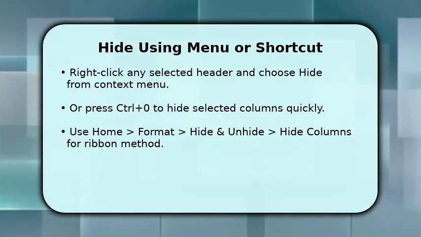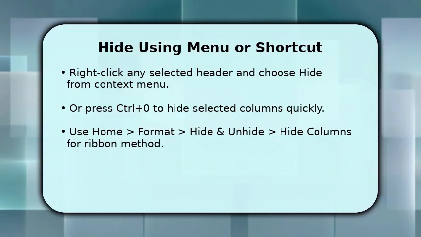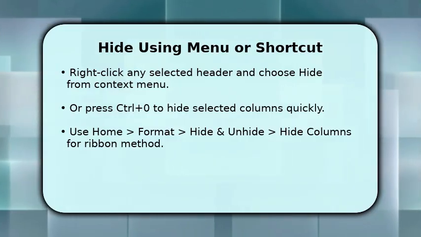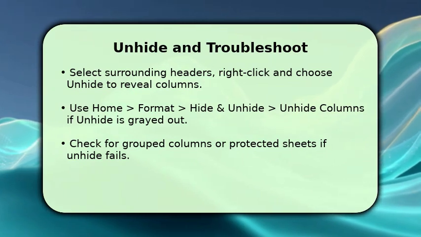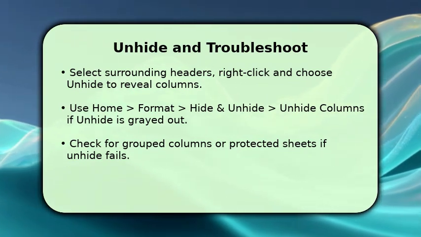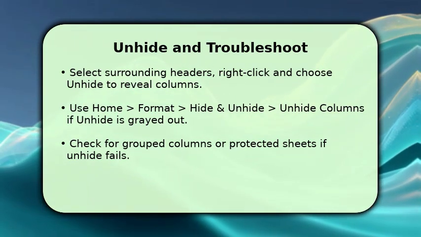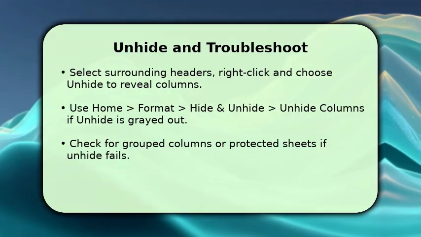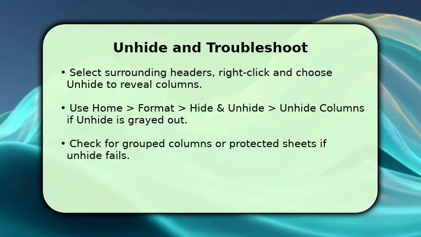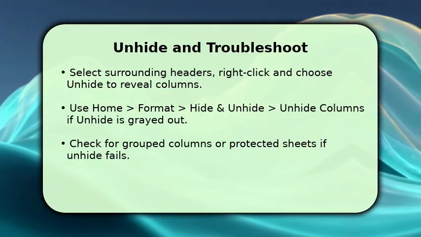Once hidden, the sheet layout updates immediately, but the data remains intact behind the hidden columns. To reveal columns, select the headers on both sides of the hidden area, then right-click and choose Unhide. This restores visibility instantly. If Unhide appears grayed out, use Home, Format, Hide, and Unhide, then Unhide Columns. Sometimes the ribbon bypasses UI quirks.